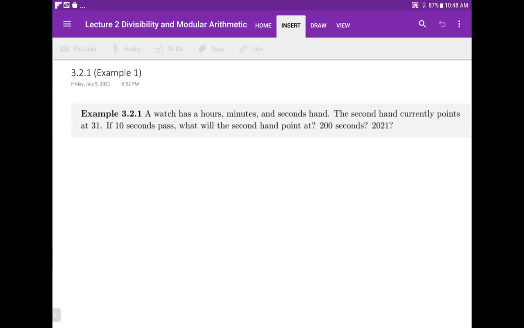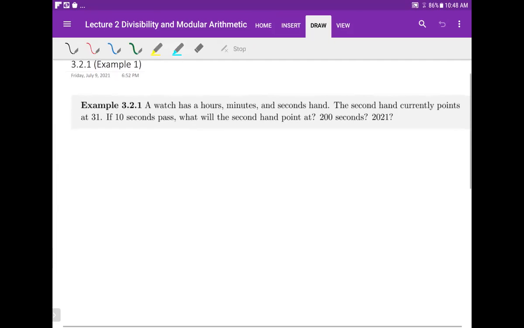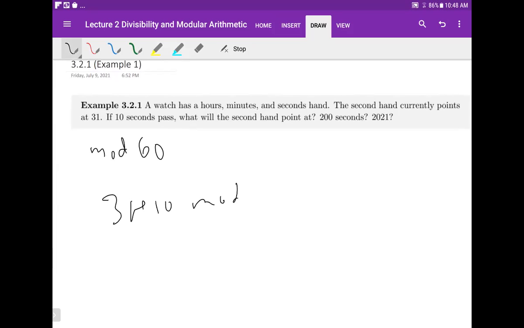And then if it's 60 seconds, then 1 minute passes and the count goes back to 0, right? So essentially, when it comes to a watch, the second hand is in mod 60, right? And now we just want to know what is 31 plus 10 mod 60. Well, 31 plus 10 mod 60 is 41.